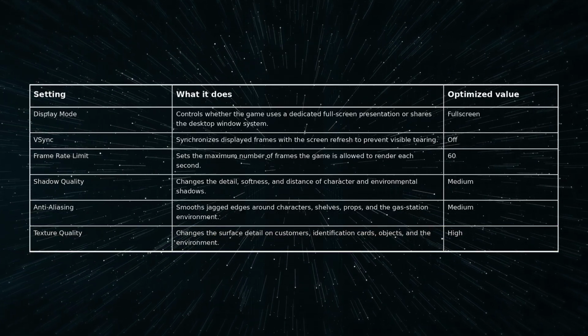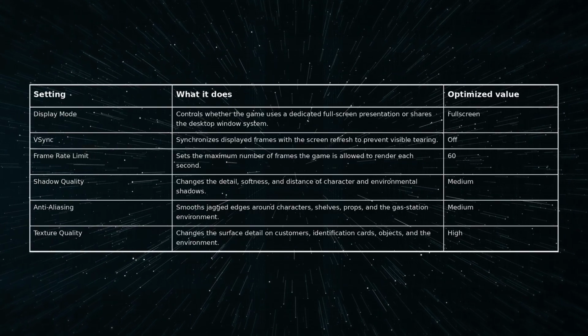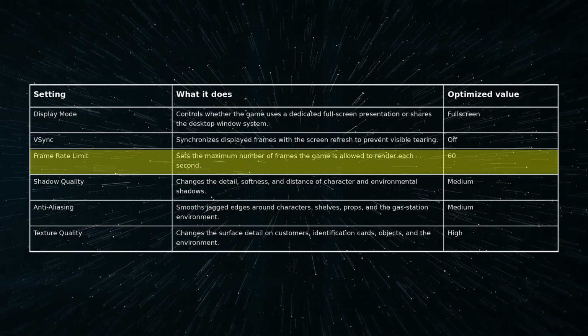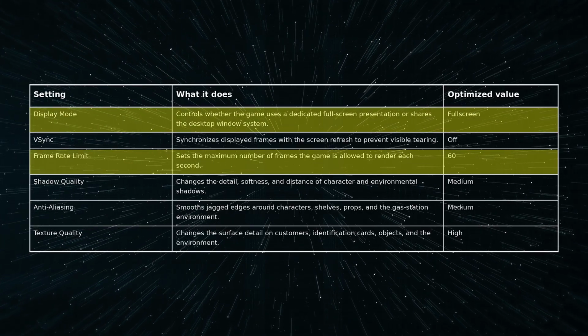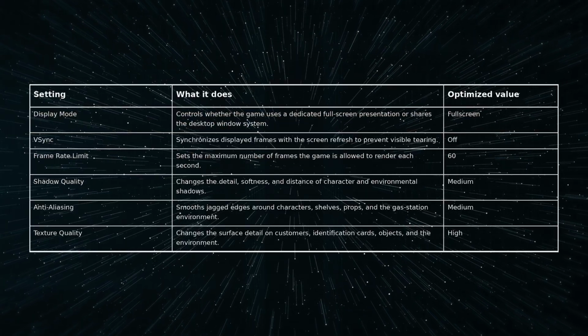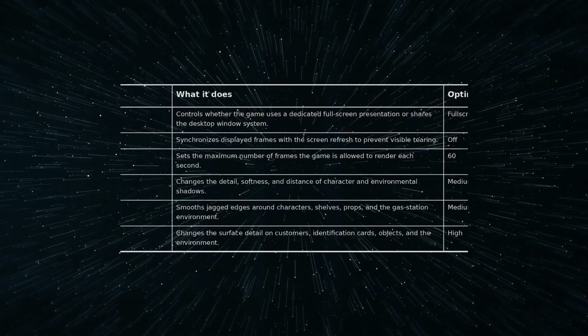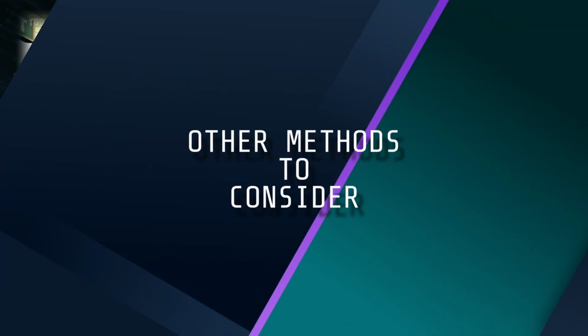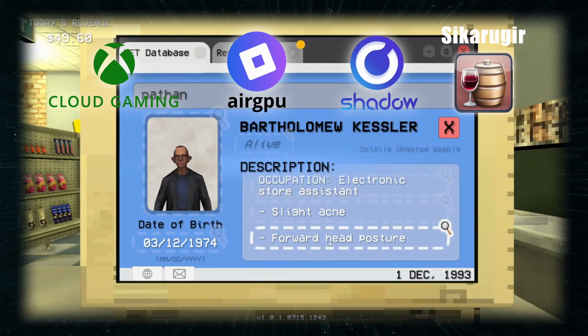Besides, textures in Shift at Midnight aren't too taxing anyway. Also, I recommend capping the frame rate at 60 and using full screen to avoid any visual weirdness. For further performance gains, feel free to try the rest of the suggestions you see here. The other methods are a variation of this theme.